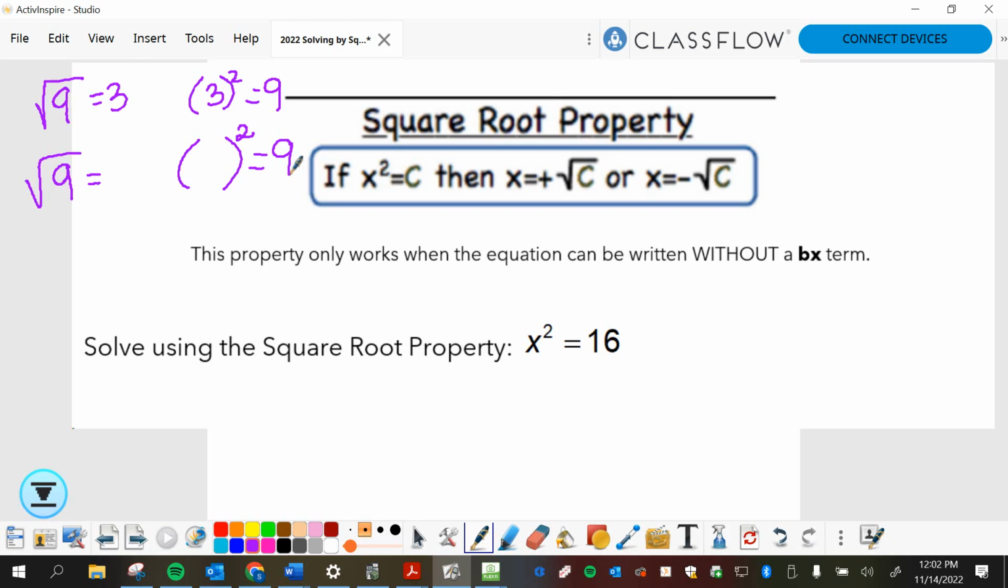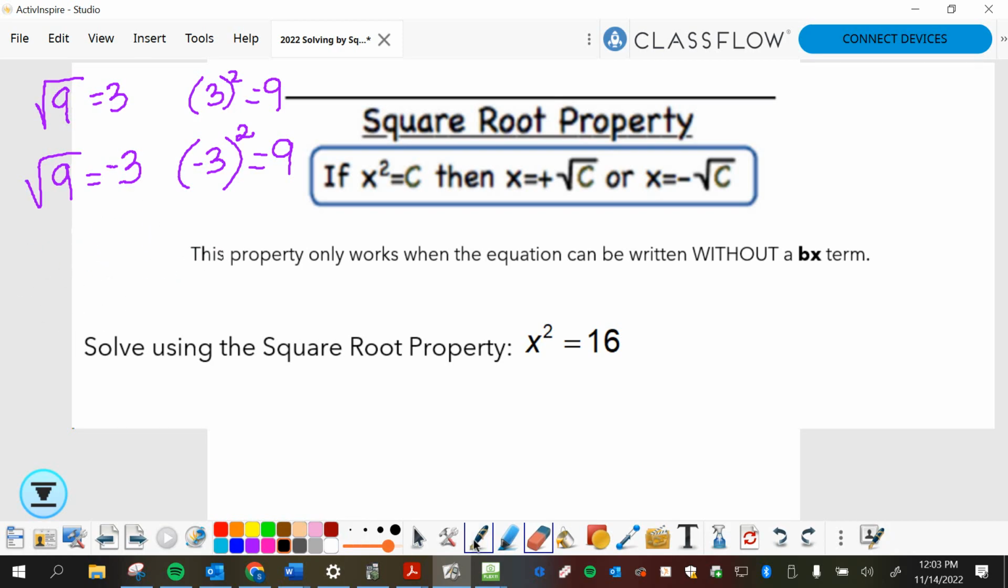It's negative 3, right? If I square positive 3, I get 9. If I square negative 3, I get 9. So the square root of 9 actually has 2 answers. It's got the positive and negative square root. So it would be the positive and negative square root of 9, which is positive and negative 3. Okay, let me get rid of this for a second.